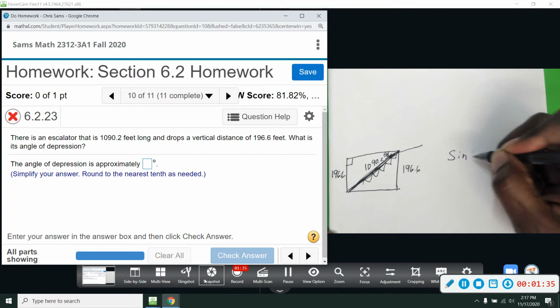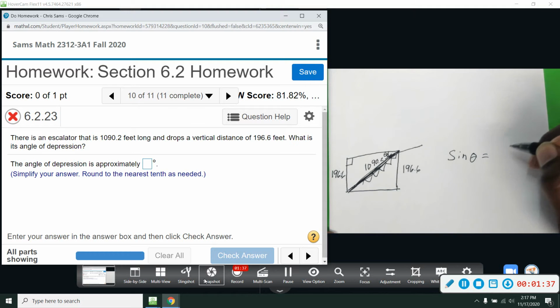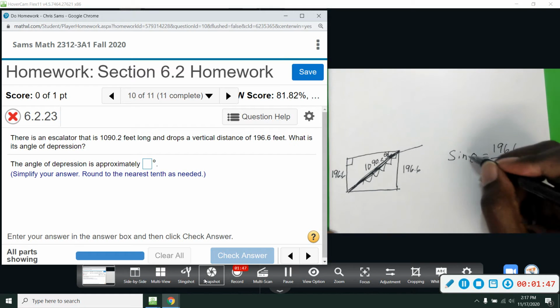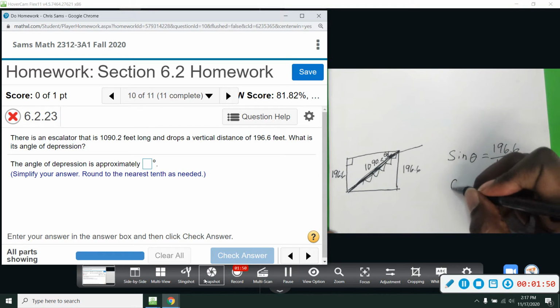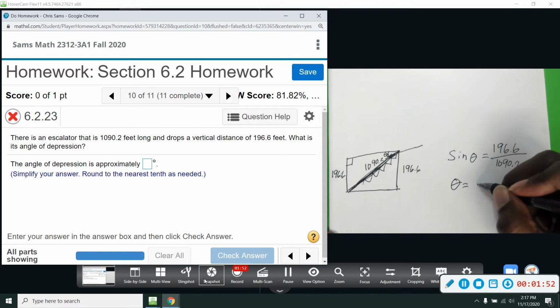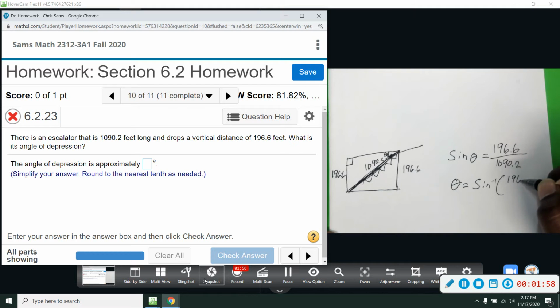So we have to do sine of theta equals opposite 196.6 over hypotenuse 1090.2. And then we got to do the inverse sine to figure out theta. So theta equals inverse sine of 196.6 over 1090.2.